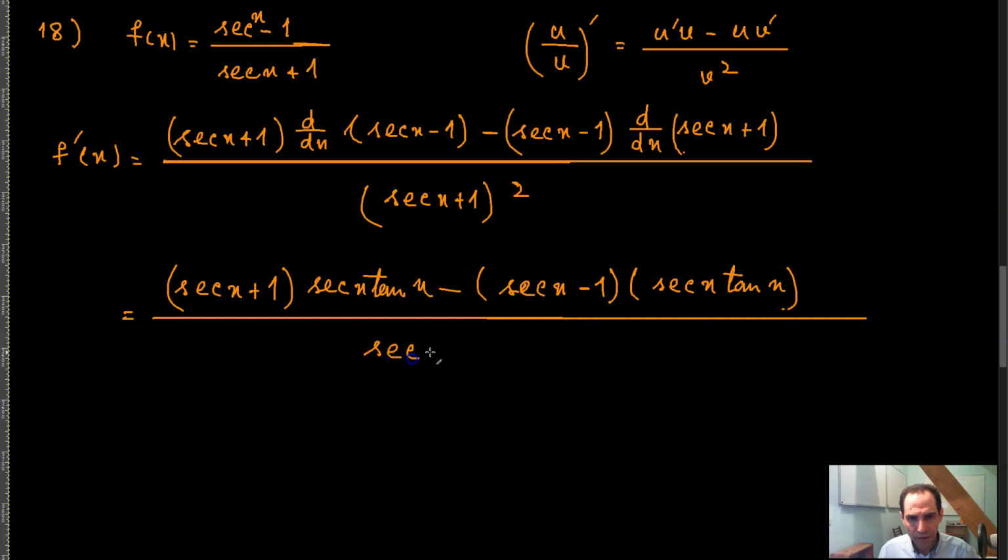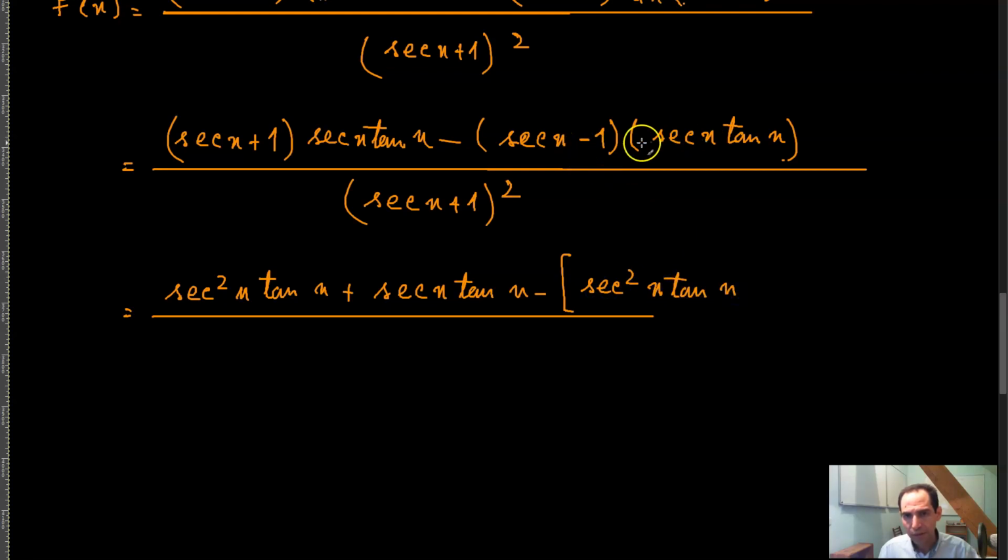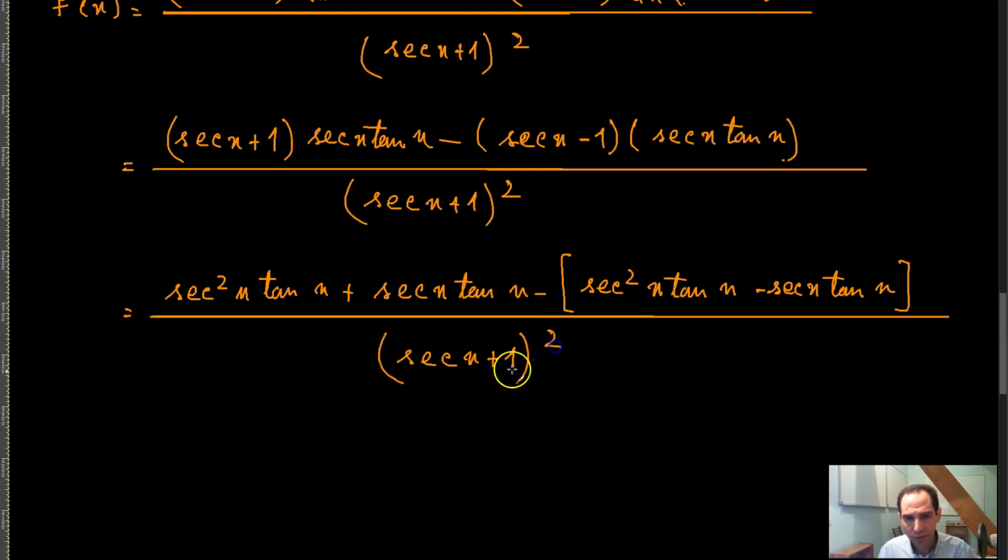and divide that by secant x plus 1 whole squared, and then you would get something like secant squared x tan x plus secant x tan x, plus secant x tan x minus secant squared x tan x, minus secant x tan x, minus secant x tan x, and divide that by secant x plus 1 raised to the second power.